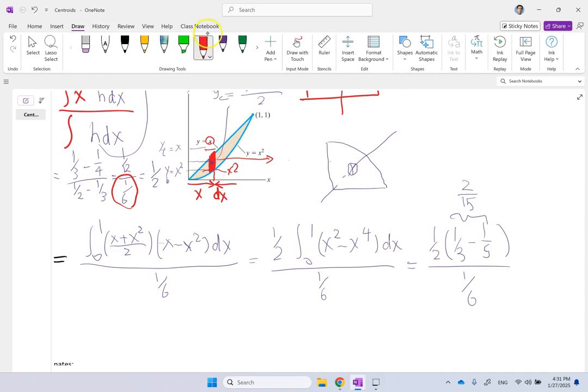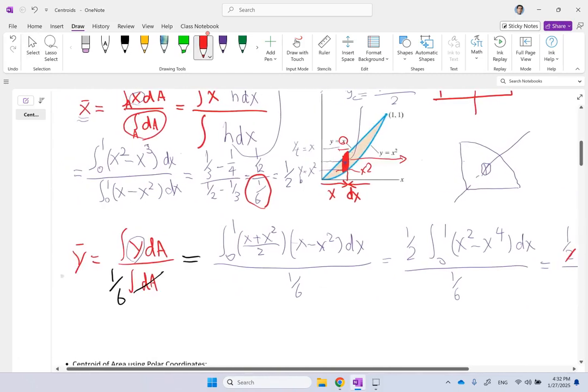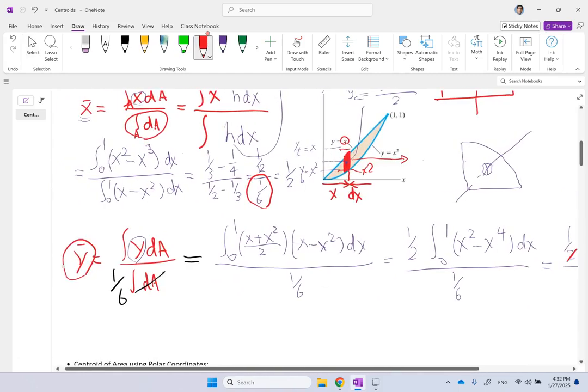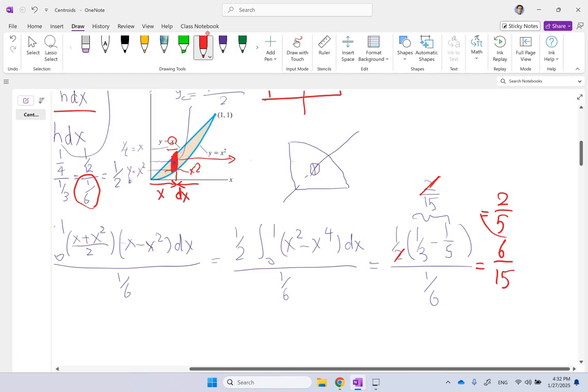And if we cancel out these 2's, you get 1 over 15 over 1 over 6, which is 6 over 15. And remember, this is the same as 2 over 5. You divide by 3. And how much was y bar last time we calculated? It was 2 over 5 or 0.4. And you get here the exact same thing.